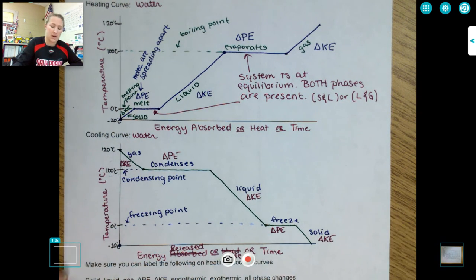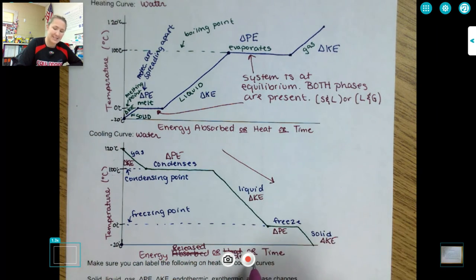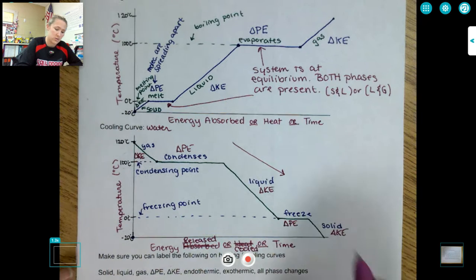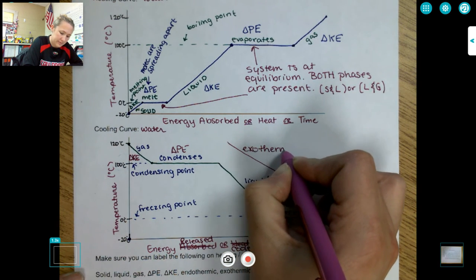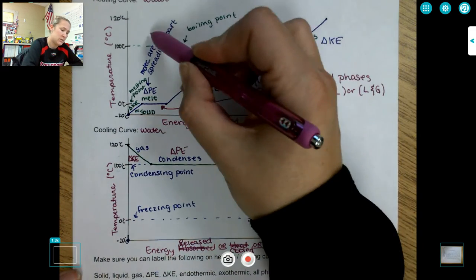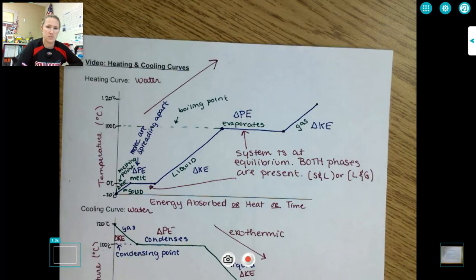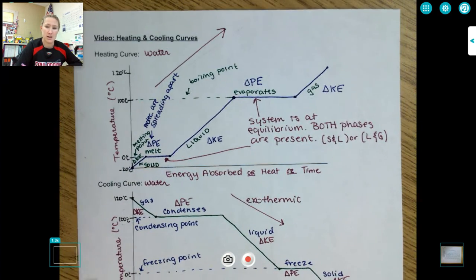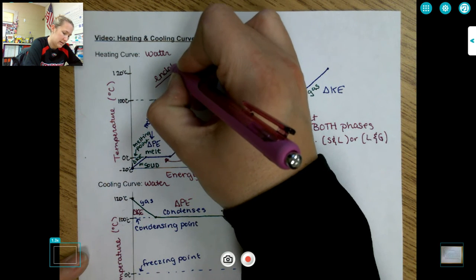Cooling, going down this direction, I am decreasing in the energy of my molecules. Therefore, this is exothermic. For my heating curve, I am increasing in the energy of my molecules. They're becoming higher energy. Therefore, a heating curve is endothermic.